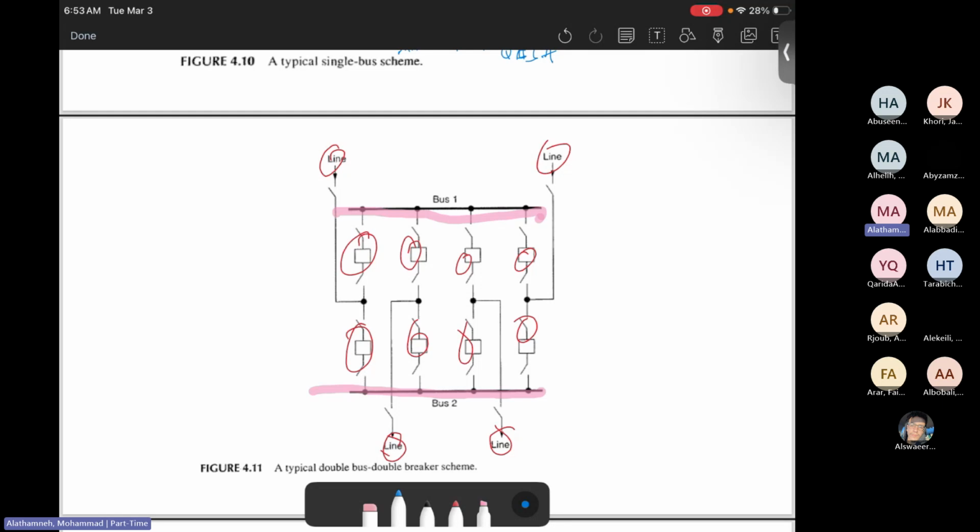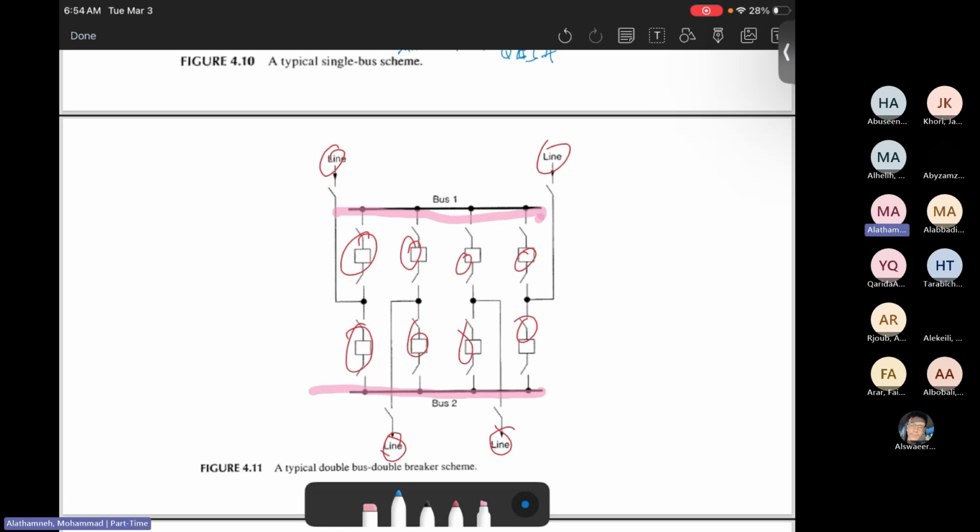So which one should I use? Which one is the best? Double bus bar or single bus bar? The answer, it depends on the cost. Do you have money? If you have sufficient money, then okay, let's use double bus bar, double breaker. But if you don't have money and that area is not important, like some small towns, small cities, then maybe let's use the single bus bar scheme.